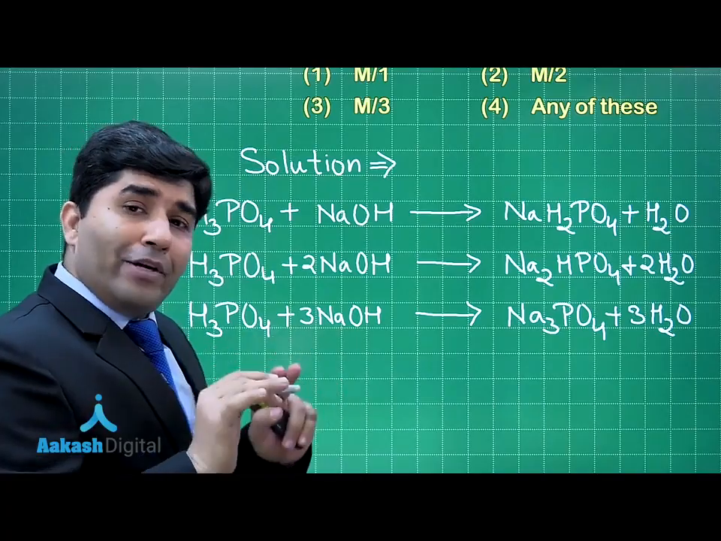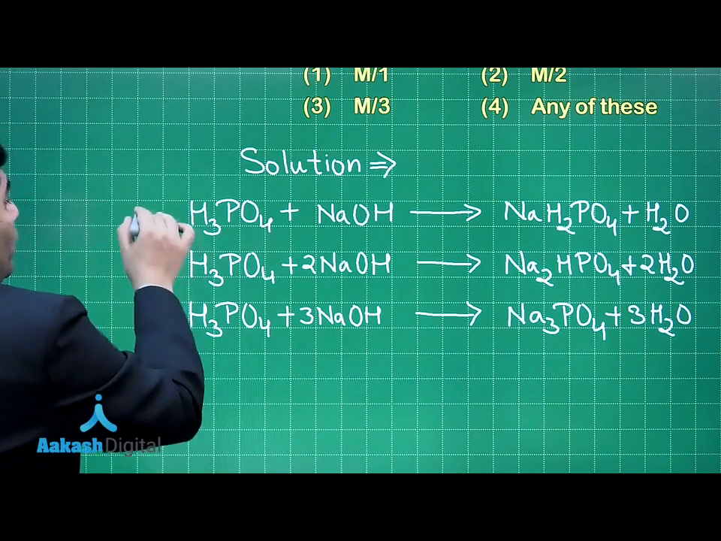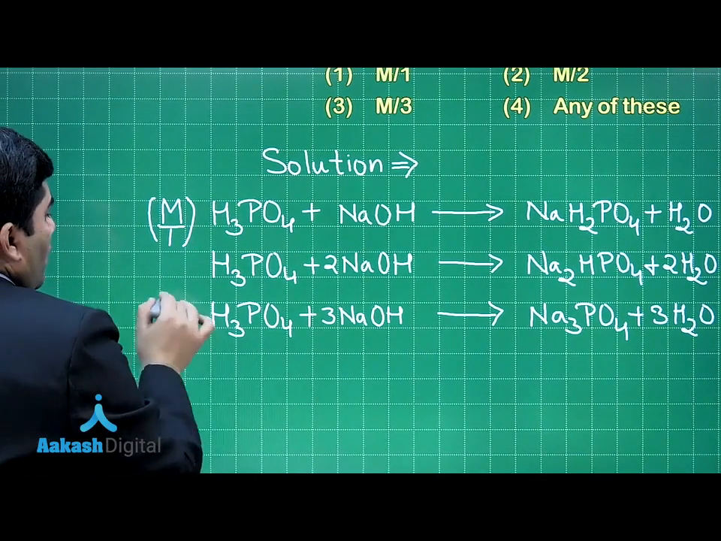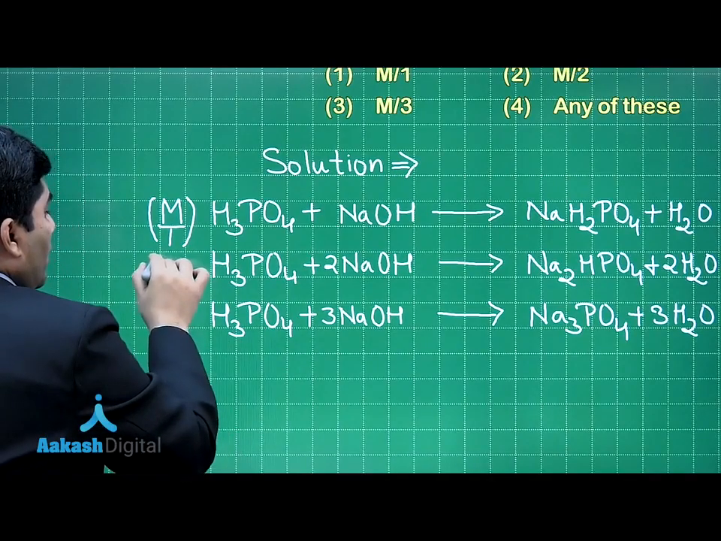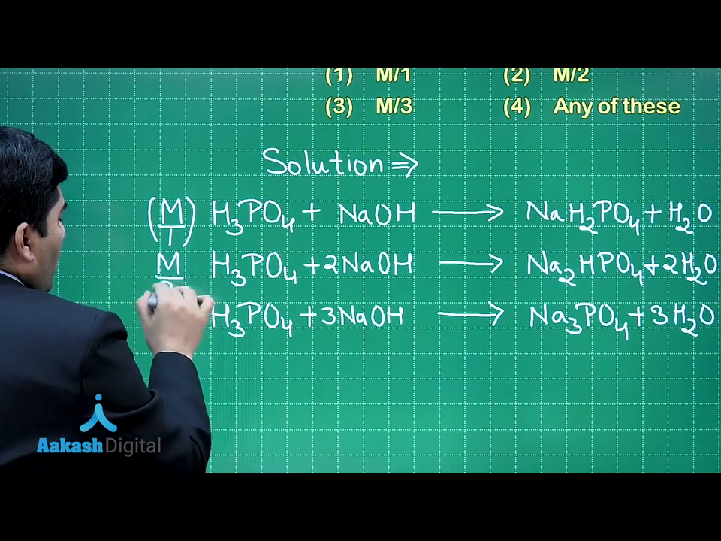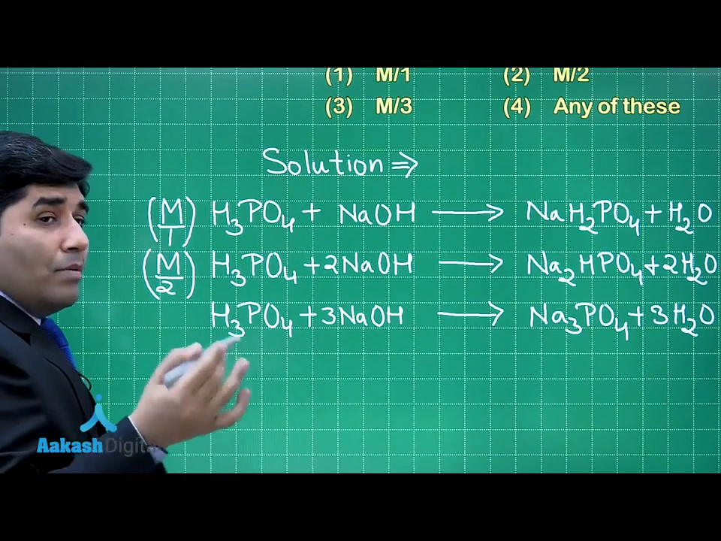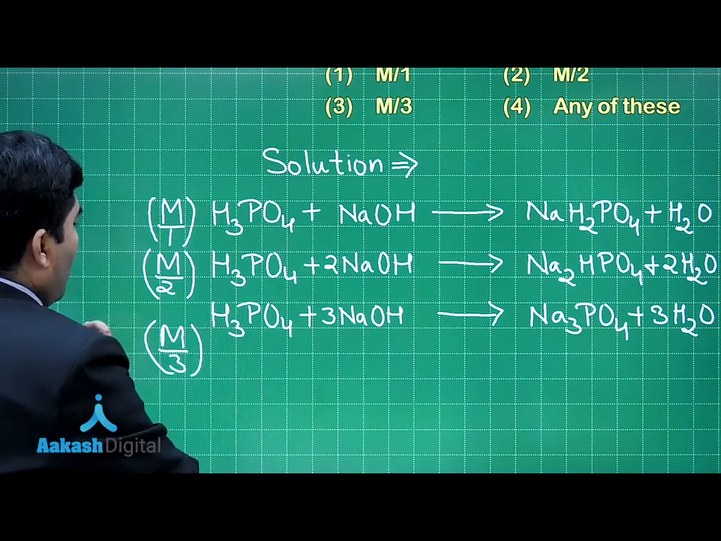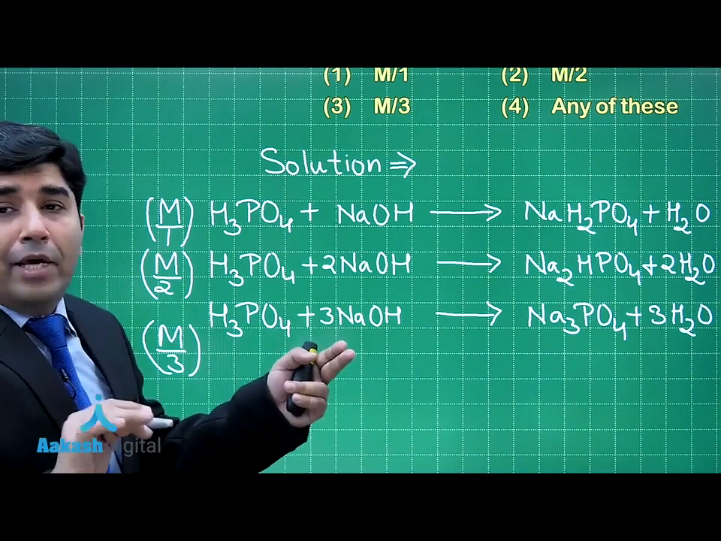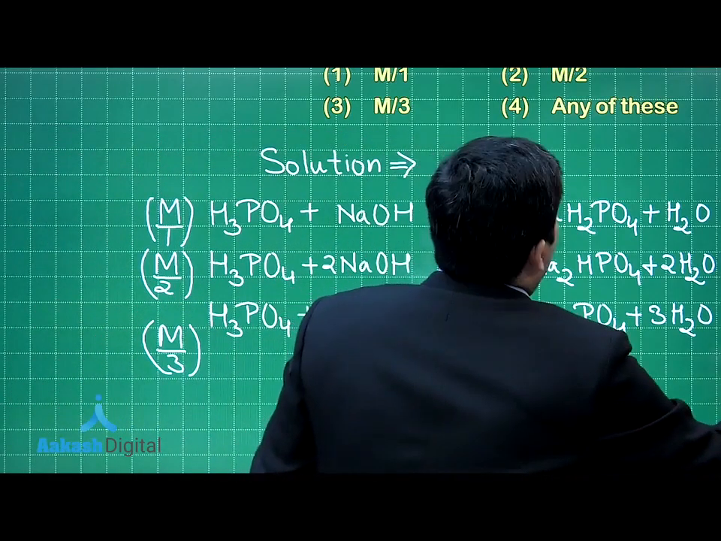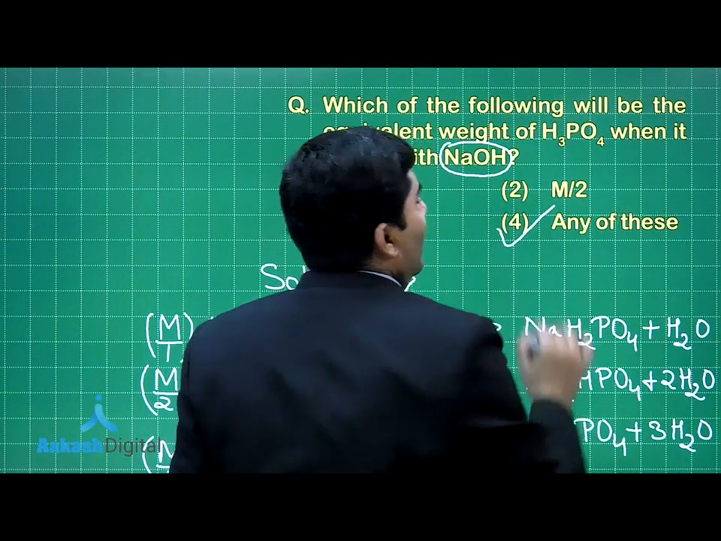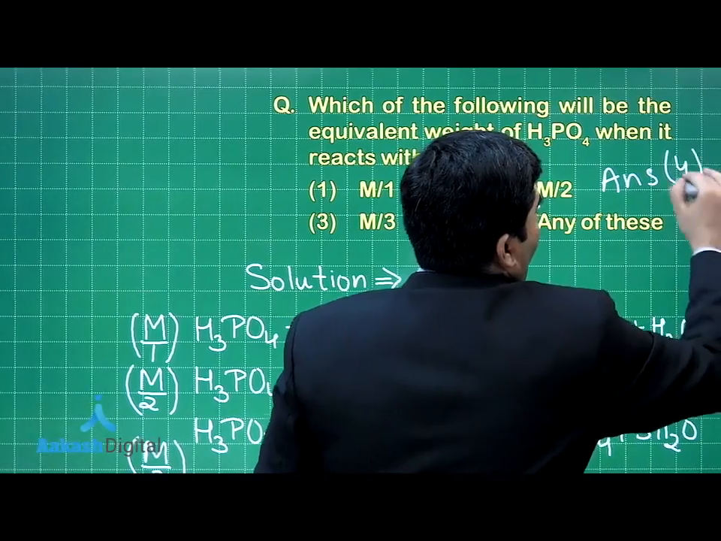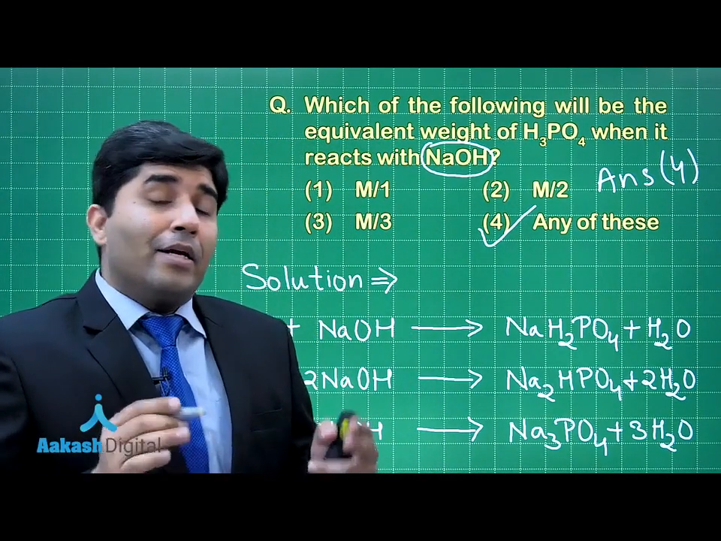Therefore, the equivalent weight of H3PO4 in the case number 1 will be equal to M by 1, in the case number 2 it will be M by 2, and in the case number 3 it will be M by 3. So all the answers are possible. Therefore, the fourth answer, any of these, is the correct answer. So the answer is answer number 4. Let's discuss some more questions.